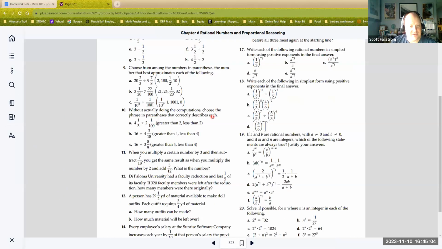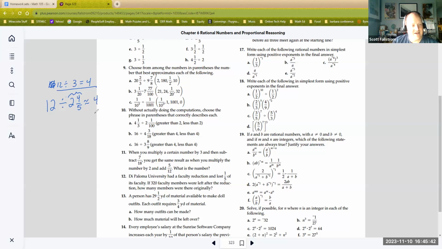And lastly, without doing the computations, choose whether this is greater than 2, less than 2. Without doing the actual computation, yes, I do enjoy these questions on the test. Okay? So as an example, if you were given the question, 12 divided by 2 4/5. Okay, notice 2 4/5 is very close to 3, right? 12 divided by 3 is 4. So the answer here is going to be pretty close to 4.